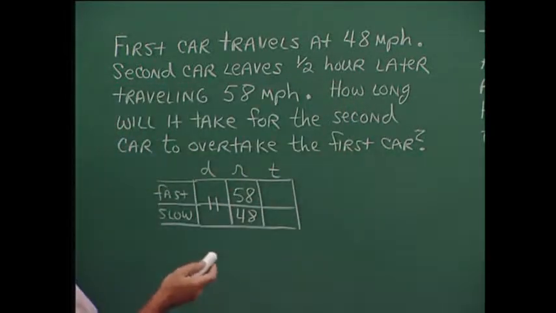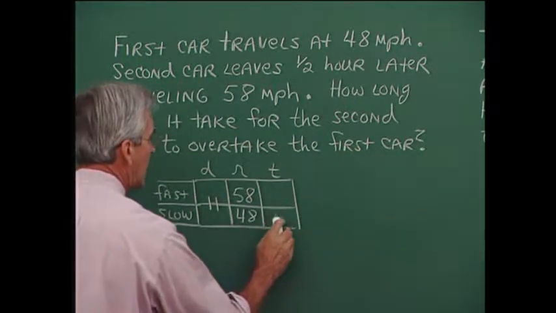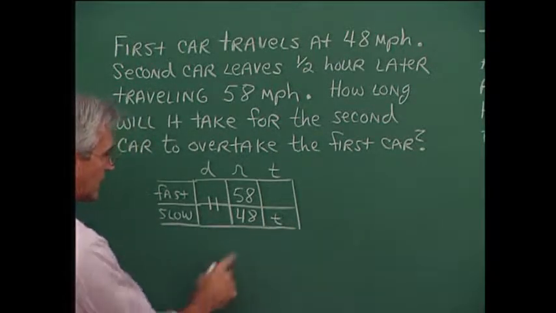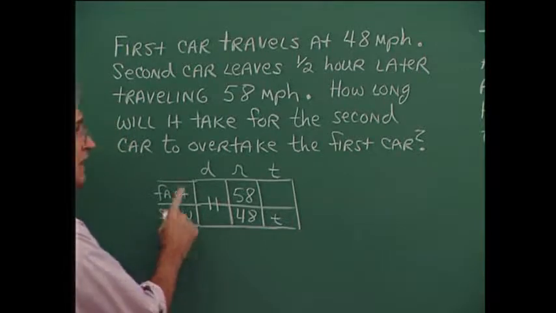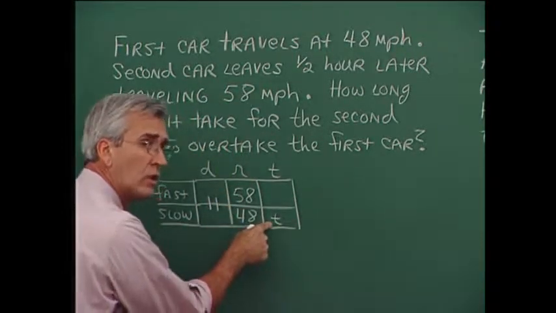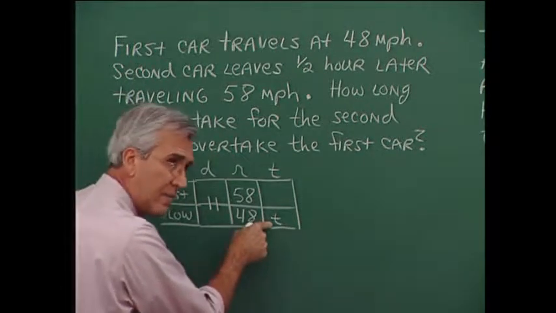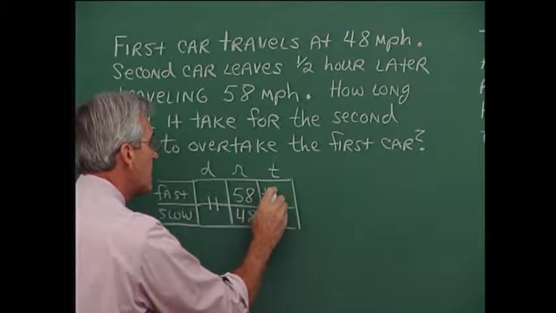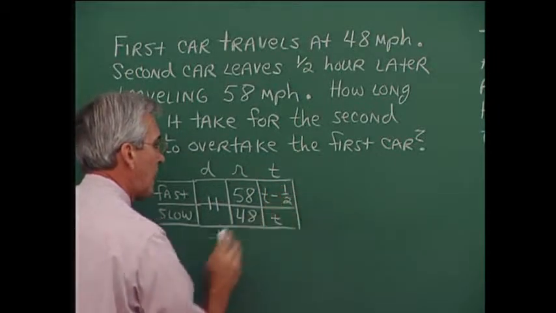Now here's what I'm talking about. I'm just going to let T stand for the time associated with the slow car. All right, so if T stands for the time for the slow car, now the fast car is leaving a half hour later than this one. So it's traveling for less time. So the time associated with the fast car is t minus 1/2.